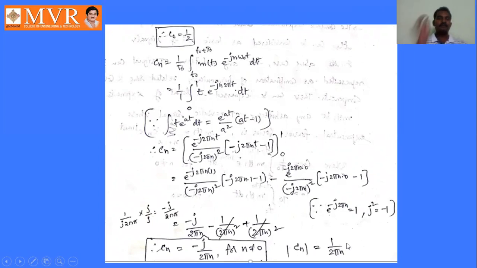So the C naught value is 1 by 2, and mod Cn is 1 by 2 pi n. After that, what we have to do is draw the magnitude spectrum and phase spectrum for the given problem, like in the trigonometric Fourier series form. Here also we have to draw the amplitude spectrum and phase spectrum.